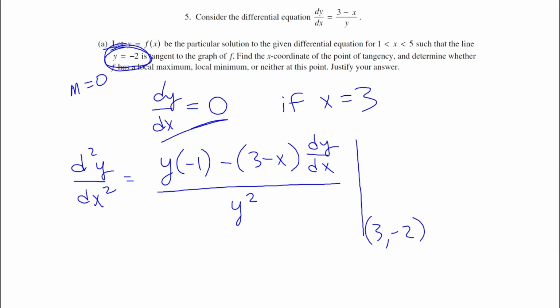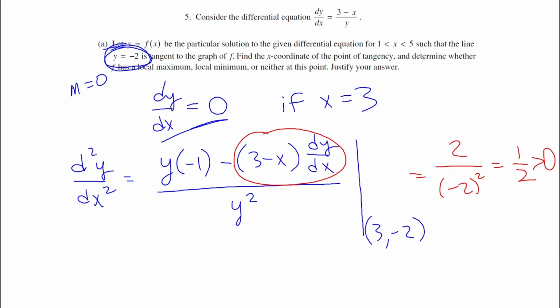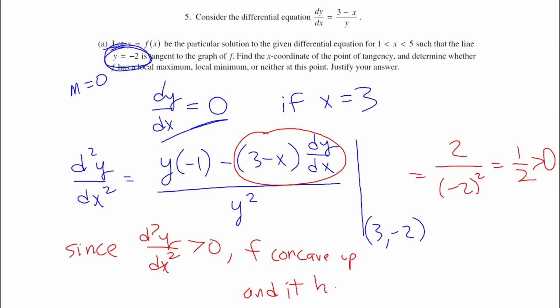So that means that we can just eliminate this whole second portion of our numerator. We really just have negative y, or 2, over negative 2 squared, which gives us 1/2. Well, 1/2 is positive. And so if the second derivative is positive, then we know that this should be concave up. We'll say that f is concave up, and it has a minimum at that point.